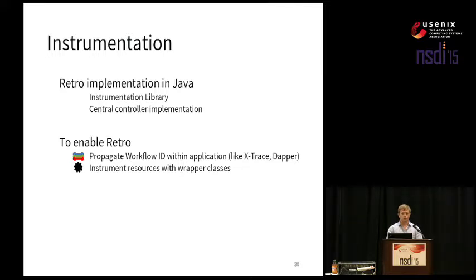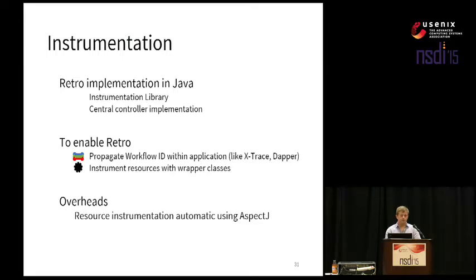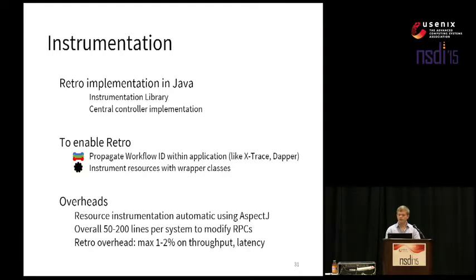The currently executing workflow ID is stored in a thread local variable and has to be explicitly passed between threads, across RPCs, or through thread pools and queues as a workflow executes. However, much of Retro's instrumentation is actually done automatically using AspectJ, which modifies Java bytecode dynamically at build or load time. As a result, adding Retro only required between 50 and 200 lines of code per system that we instrumented. In addition, since Retro only aggregates counters in memory, the maximum overhead that Retro has on throughput and end-to-end latency for a variety of HDFS benchmarks was between 1% and 2%.